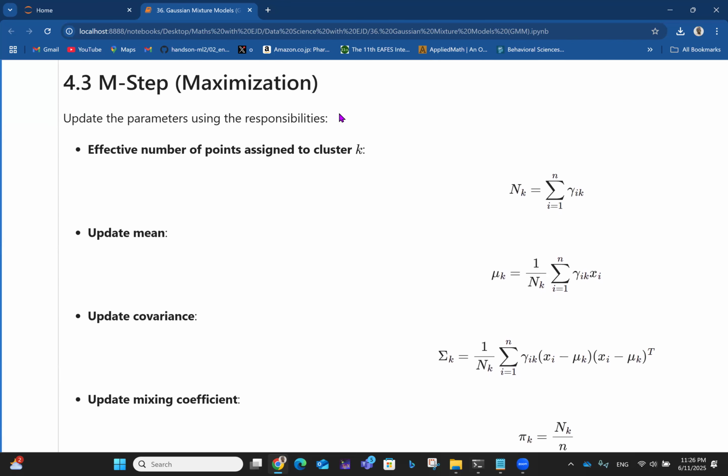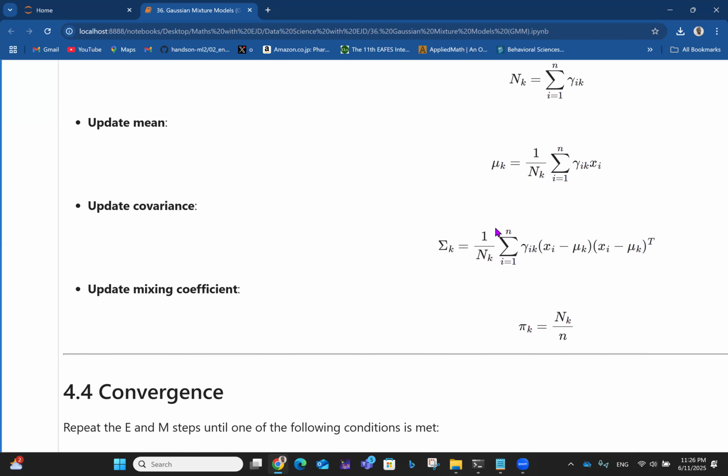And then we go ahead to talk about the maximization aspect of things. Here we update the parameters using the responsibilities. The effective number of points assigned to cluster k will now be n sub k equals the summation of all the gamma ik's from i equals 1 to n. Then you update the mean, mu k is 1 over nk, summation of gamma sub ik multiplied by xi. Then you update the covariance also. We have sigma k equals 1 over nk times the summation and all that. Then update the mixing coefficient. You have pi sub k equals nk divided by n.